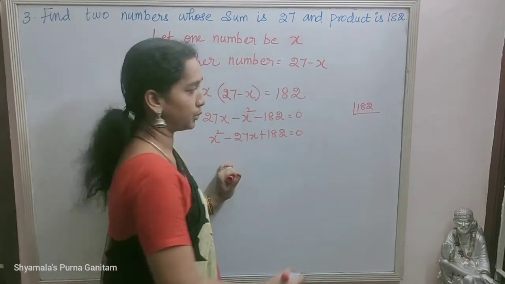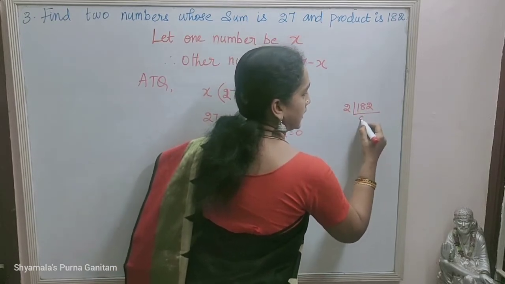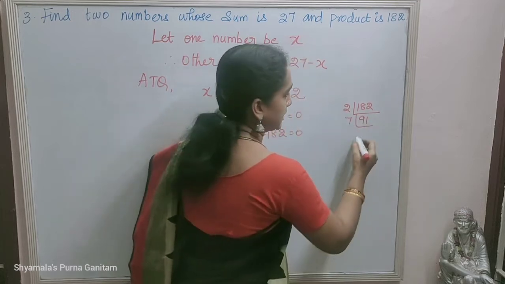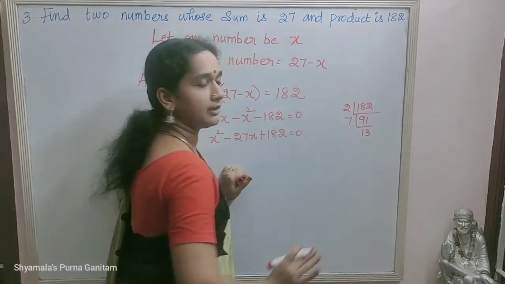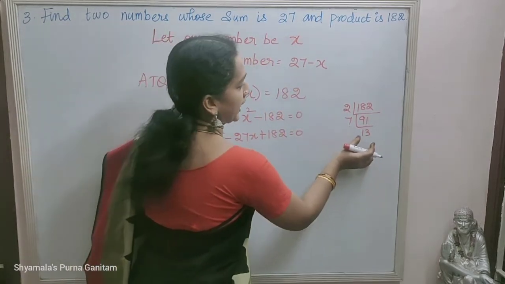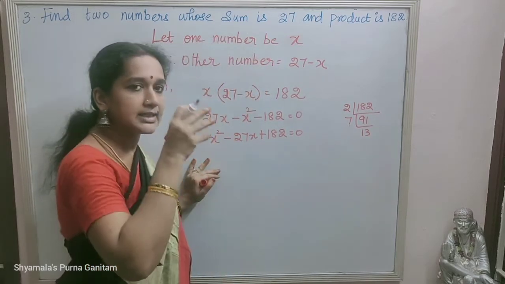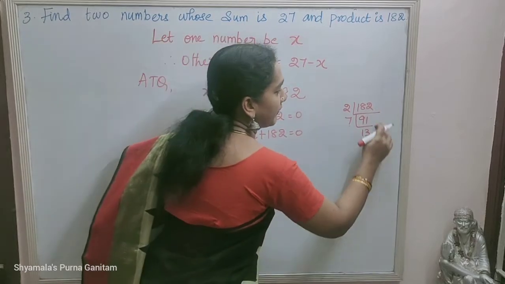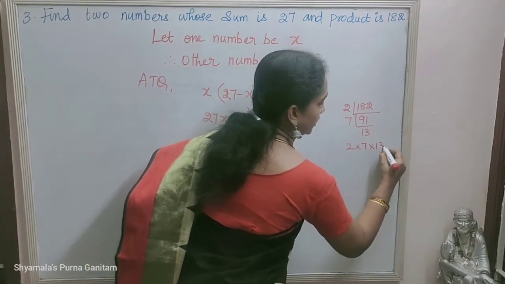So 182. When you simplify this, we get 91. Then again this one goes in the 7 table: 7 ones are 7, 7 threes are 21. So 2, 7 and 13. Here three numbers are there, and the sum of two numbers you have to get as 27. Accordingly, you have to arrange these three numbers, that is 2 into 7 into 13.